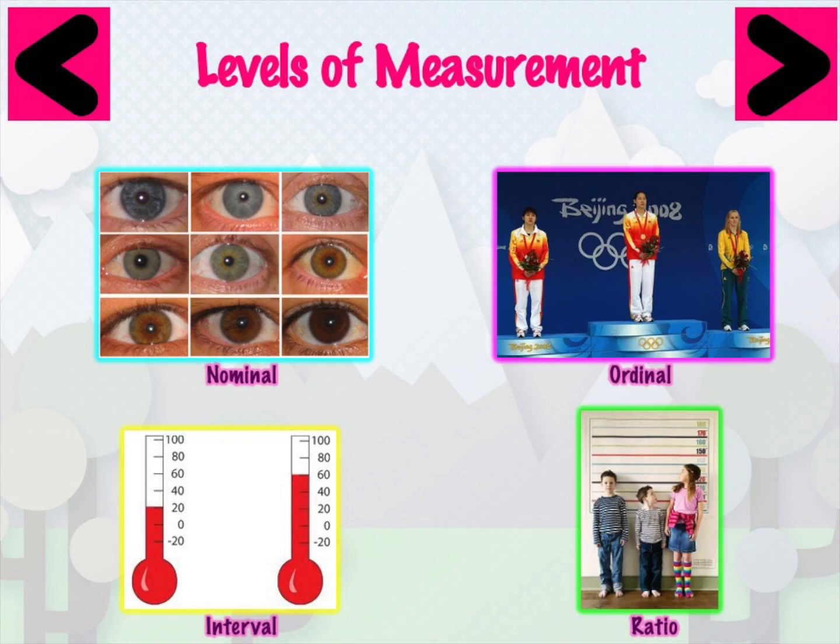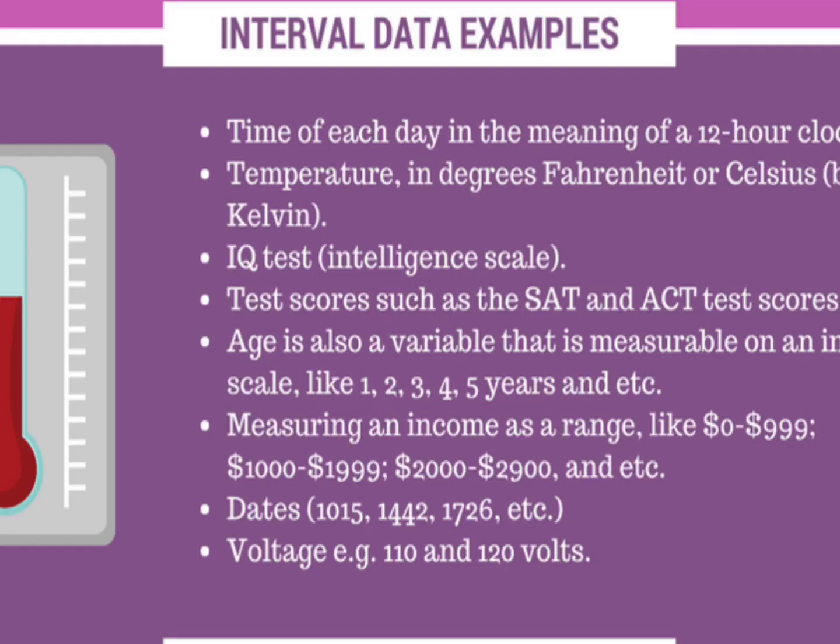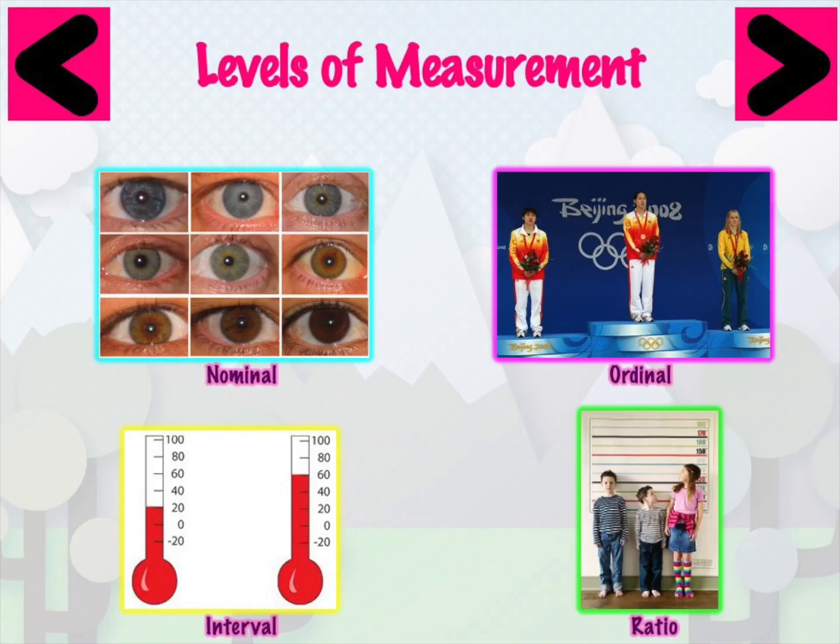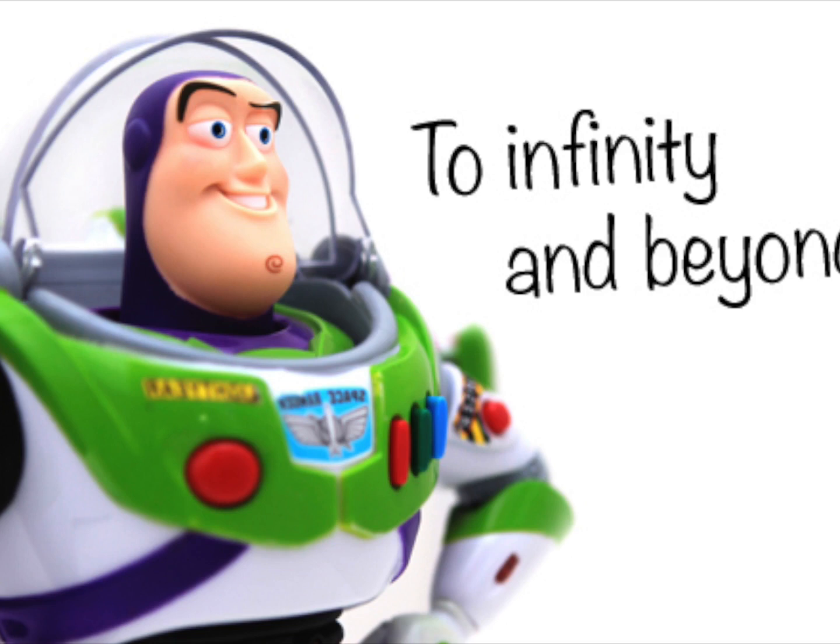Also, interval data has an arbitrary zero, meaning that interval data can be negative numbers. Like with temperature, for example, you can have the temperature be below 0. It could be negative 30 degrees, negative 10 degrees, or a bank account, for example, could be below 0. You can have a negative balance. And interval data is referred to as continuous because theoretically it could just continue on forever.